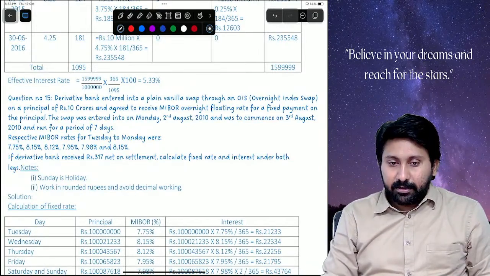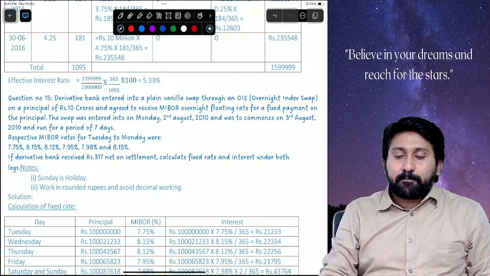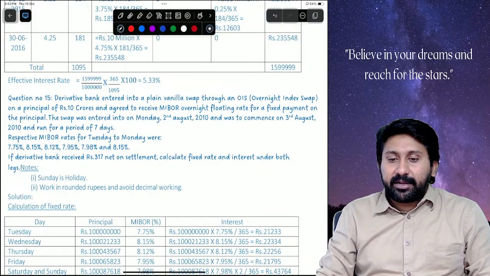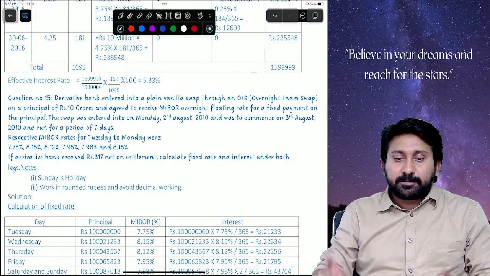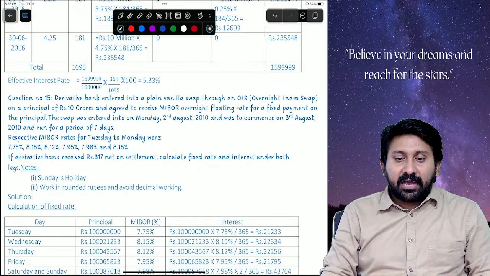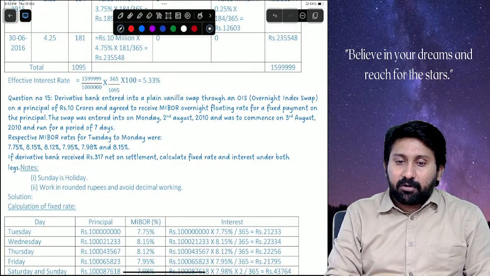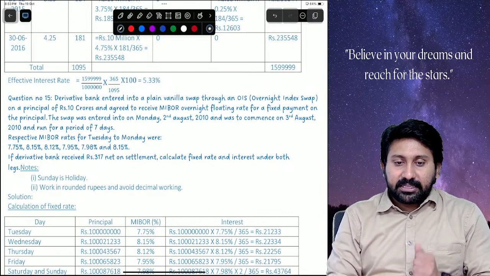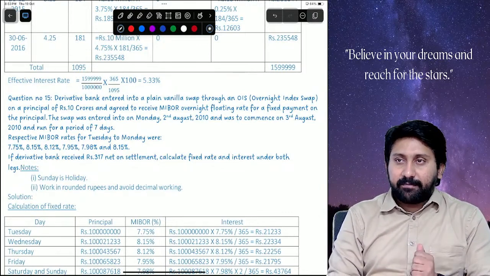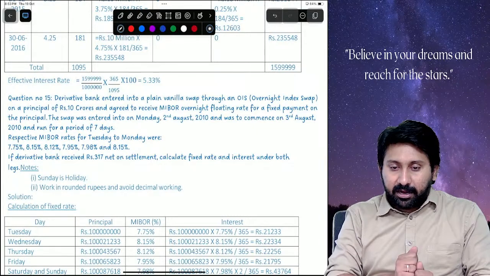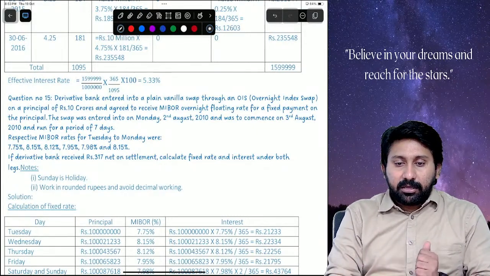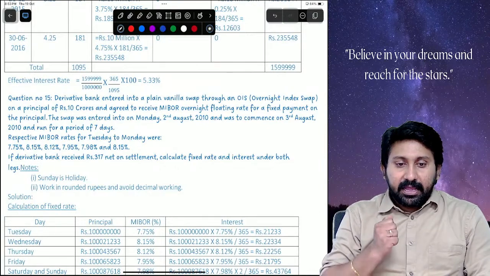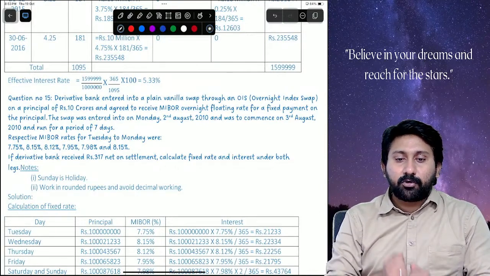Derivative bank entered into a plain vanilla swap through an overnight index swap on a principal of rupees 10 crore and agreed to receive MIBOR overnight floating rate for a fixed payment on the principal. The swap was entered into on Monday, 2nd August 2010 and commenced on 3rd August 2010 and ran for a period of 7 days. Respective MIBOR rates were Tuesday to Monday.